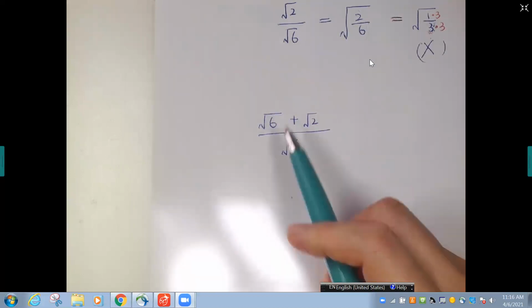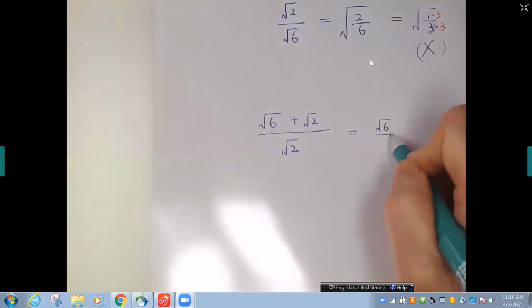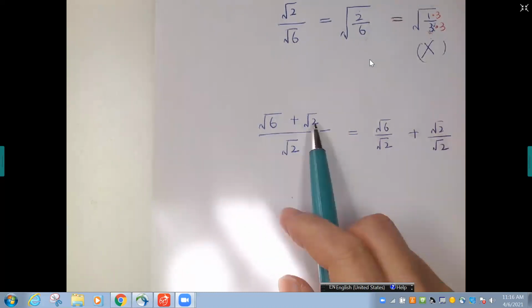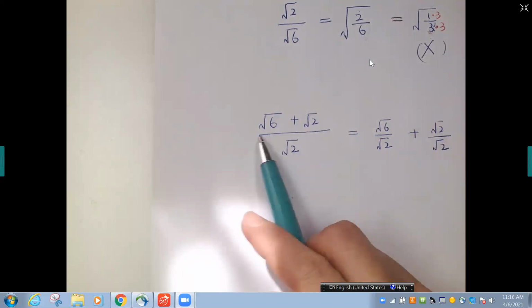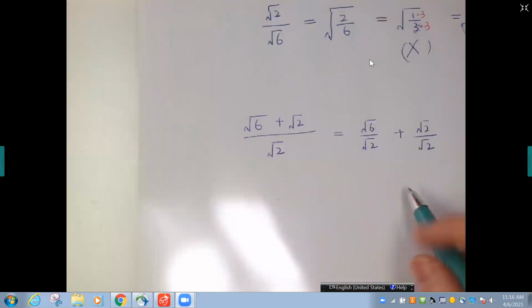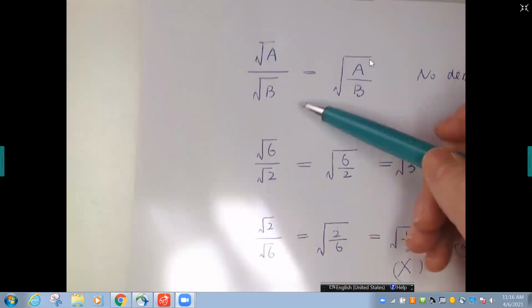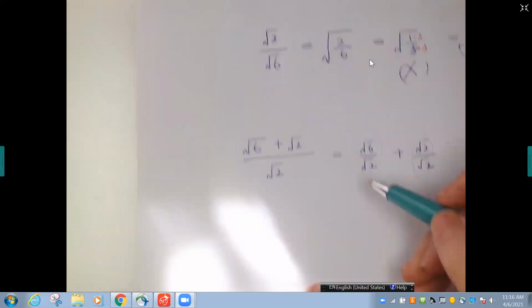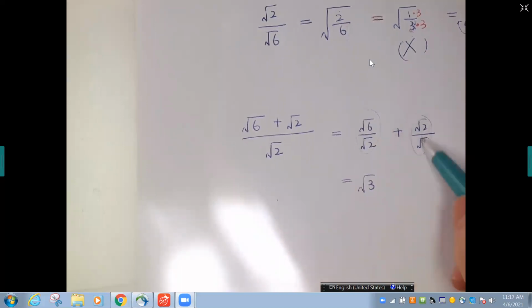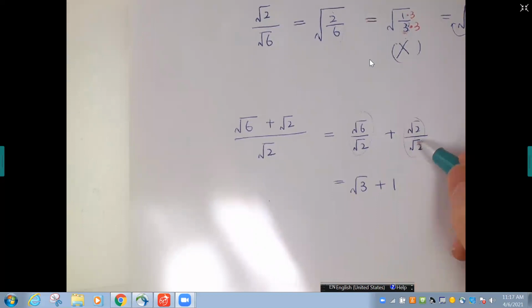What do we do? Distributive law. So the first term turns into radical 6 over radical 2 plus radical 2 over radical 2. So every term of the numerator will be divided by this single denominator. It's like the distributive law. Then we work on each, so each division turns into the simplest one, monomial over monomial. So that will be radical 6 divided by 2, 3. And then radical 2 over radical 2 equals what? Equals 1.